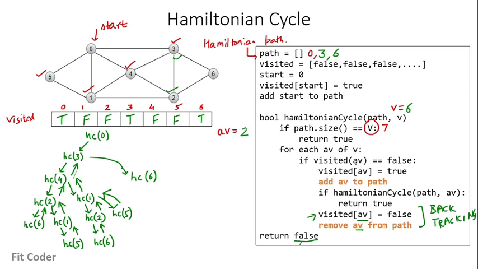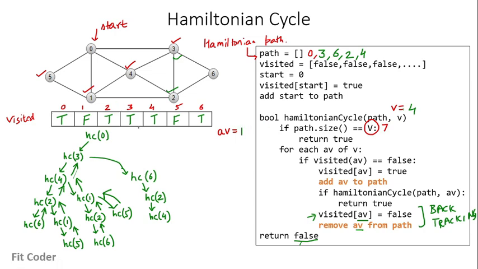We set visited of 2 as true, and we add 2 to the path, and we invoke Hamiltonian cycle for vertex 2. So at 2, the adjacent vertices are 6, 3, 4 and 1, but 6 and 3 are already visited, so we pick adjacent vertex 4. We mark visited 4 as true, and we add 4 to the path, and then we invoke Hamiltonian cycle for the vertex 4. So V becomes equal to 4. We check the size of the path array, it is not equal to 7. So for 4, the adjacent vertices are 0, 3, 2, 1, but 0, 3, 2 are already visited, so we pick 1.